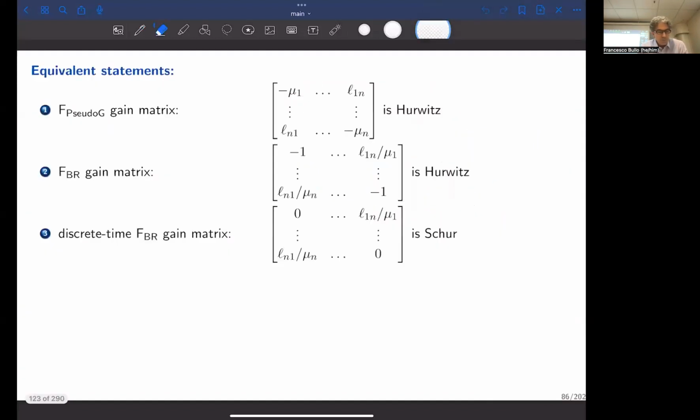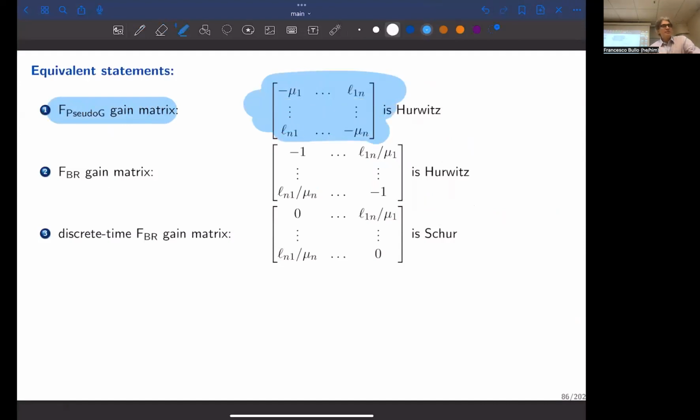All right. So here's the point. The point is that if you are doing pseudo gradients in continuous time, you can define a certain gain matrix, which is like that, and it's Metzler. If you're working with best response, you can define its gain matrix, which looks like that. If you are working with discrete time best response, you can define a matrix which has all just Lipschitz constants.